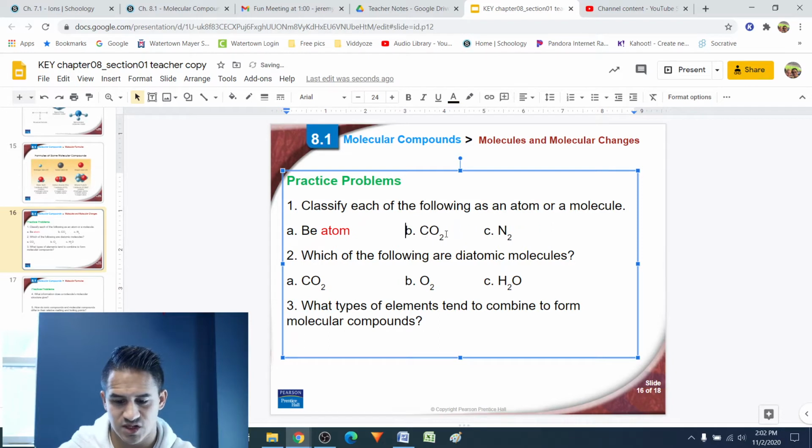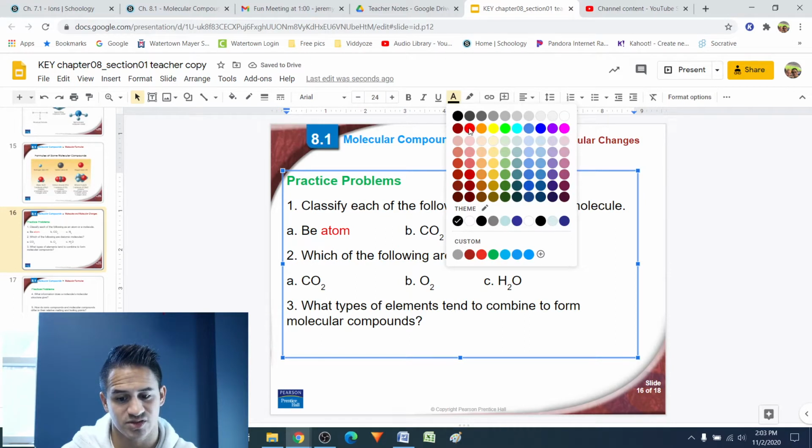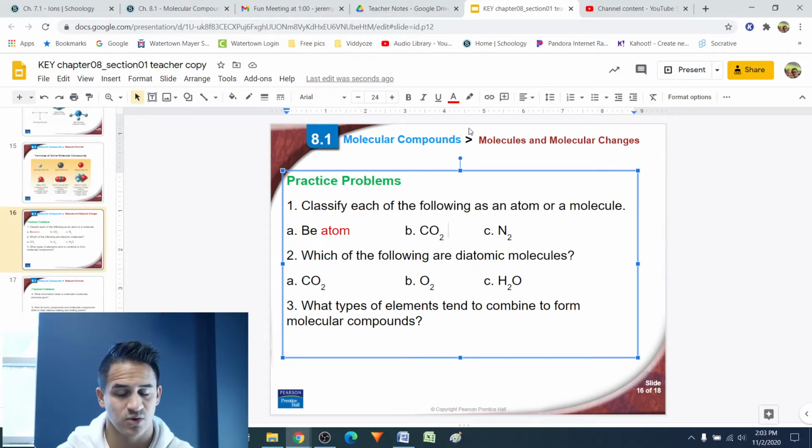Letter B, we have CO2. Here we have more than one element, and the main important part is we have more than one atom. We have a carbon atom, that's what the 1 C means, and we have 2 oxygen atoms. So total, we have 3 atoms together, and they are nonmetals. They're bonded in a compound, which would make this a molecular compound or a molecule because they are 2 nonmetals, and there's more than one atom of each of them.